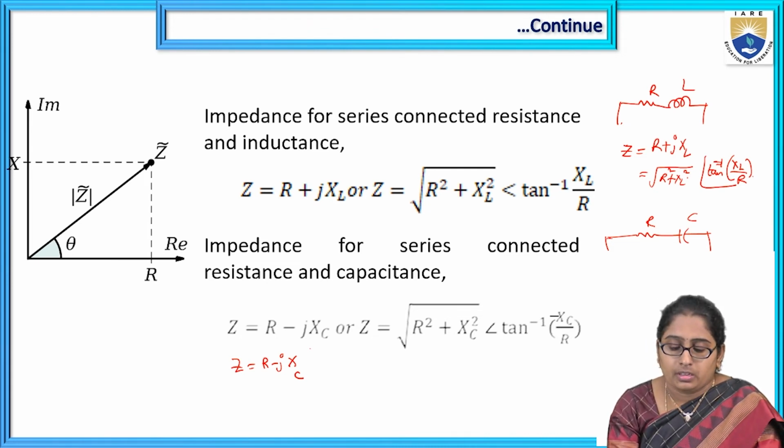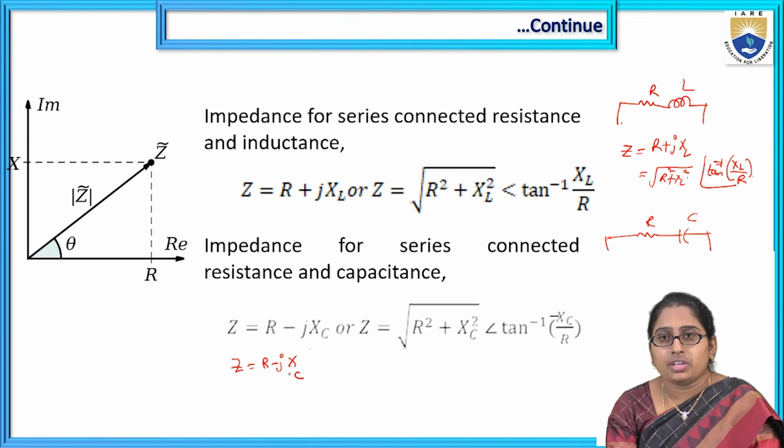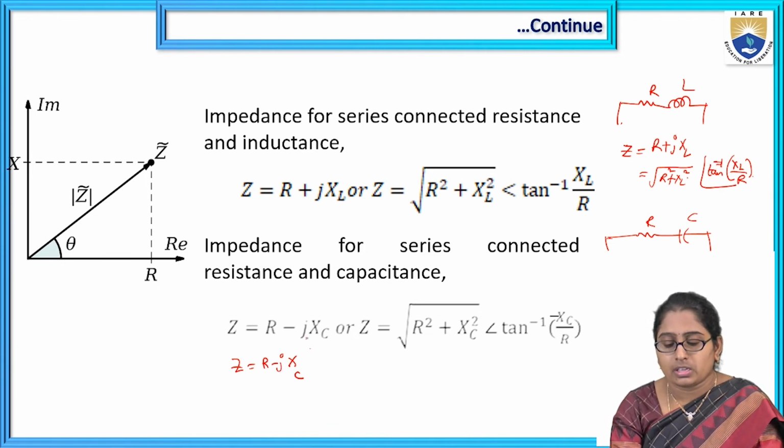Now see that minus j means, as I mentioned previously, j is an operator which represents the quantity's rotation by 90 degrees. So minus j means it is in the anti-clockwise direction, showing 90 degrees rotation in anti-clockwise. In the previous case, plus j shows the 90 degrees rotation in the clockwise direction.